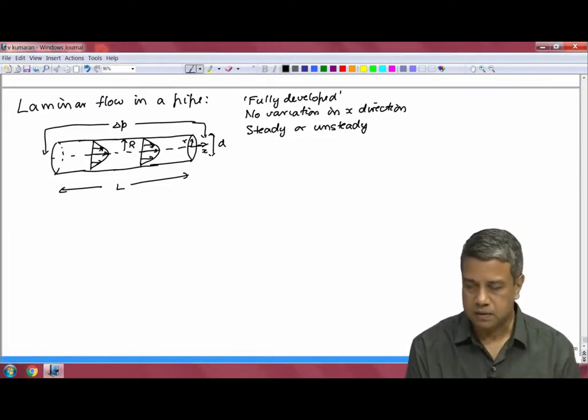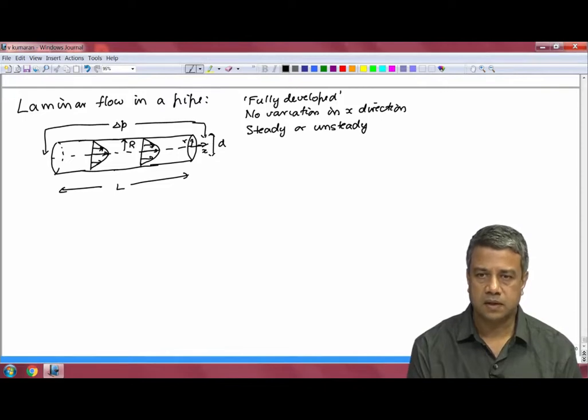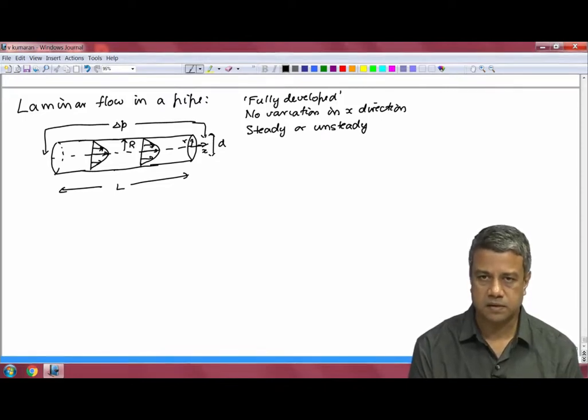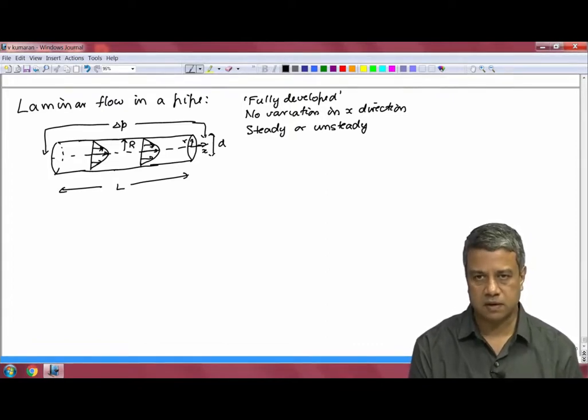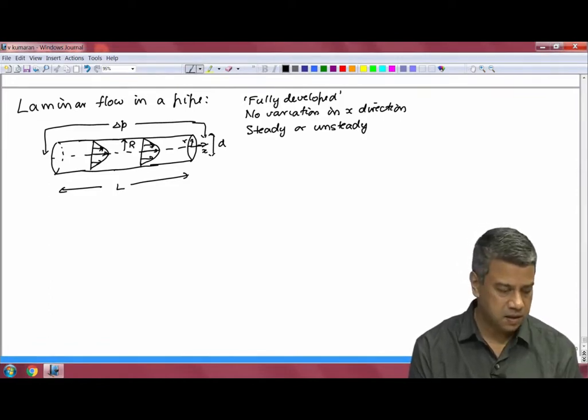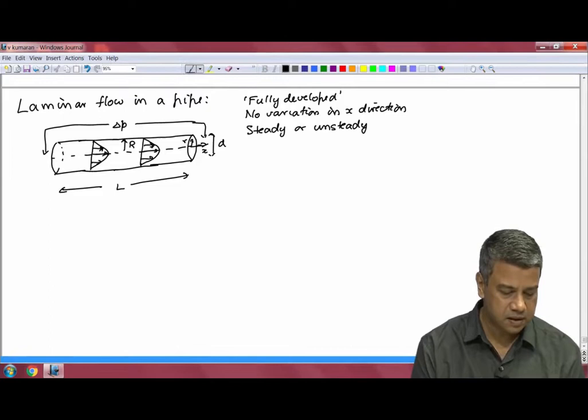So, first we have to do a shell balance, a balance over a differential volume in order to get a differential equation for the velocity Vx, the velocity in the x direction, and then solve that in order to get the velocity profile. So, that is what we will do.